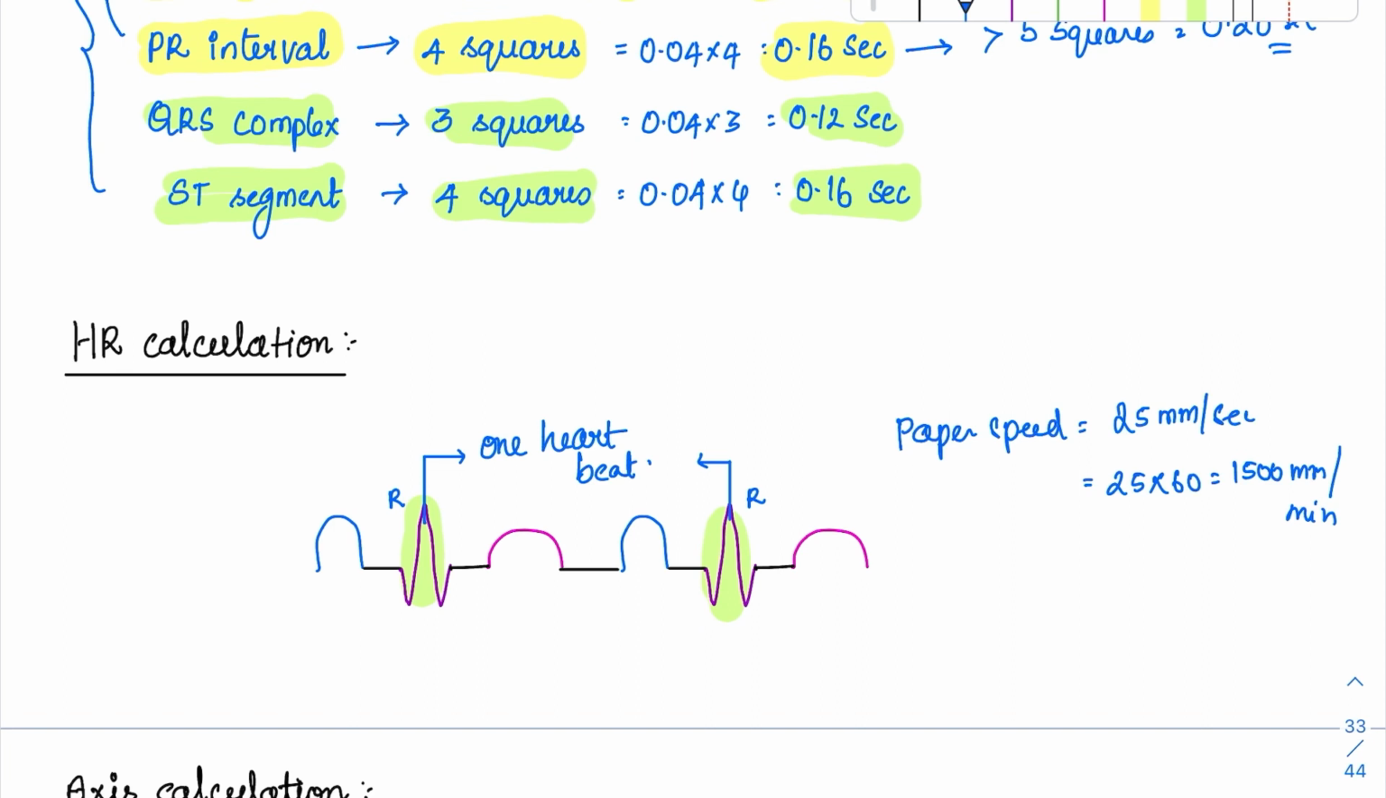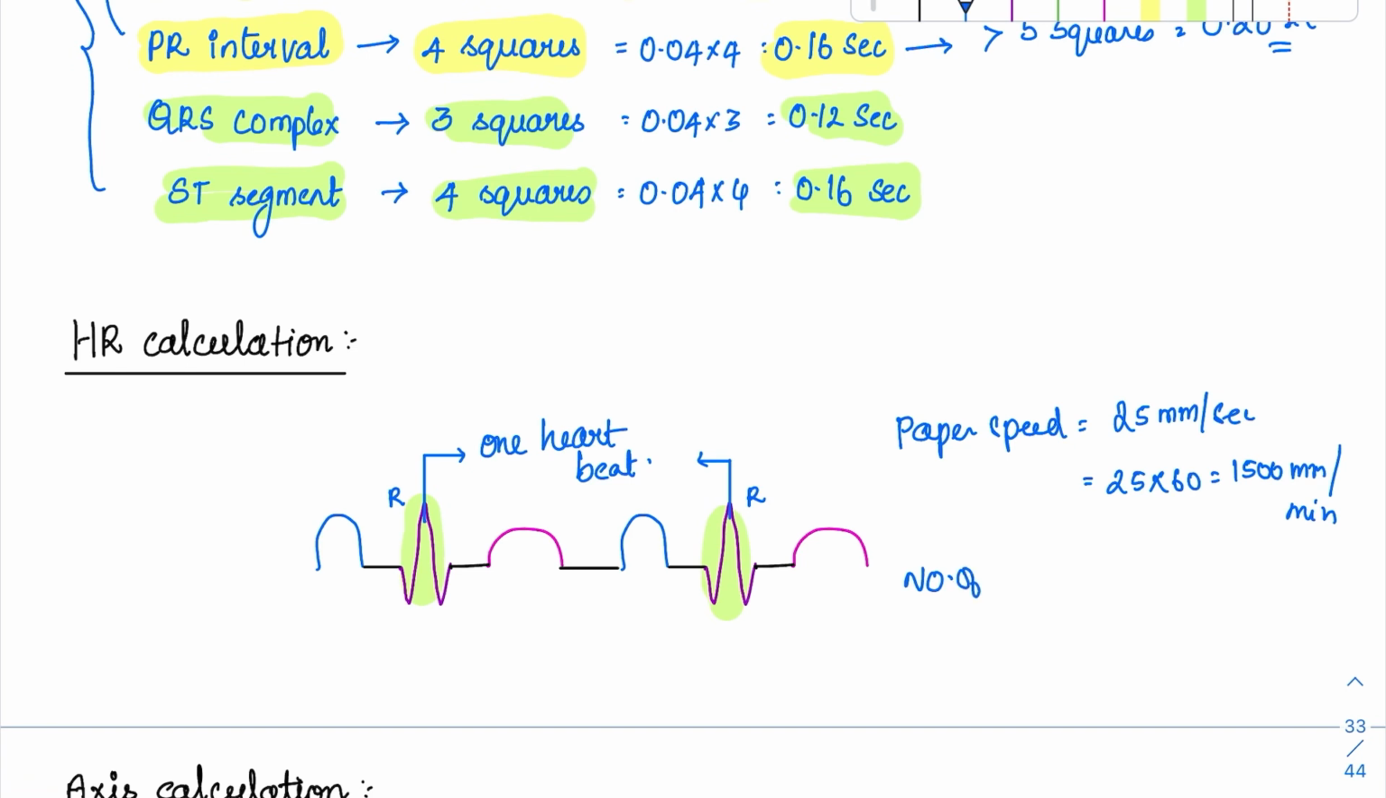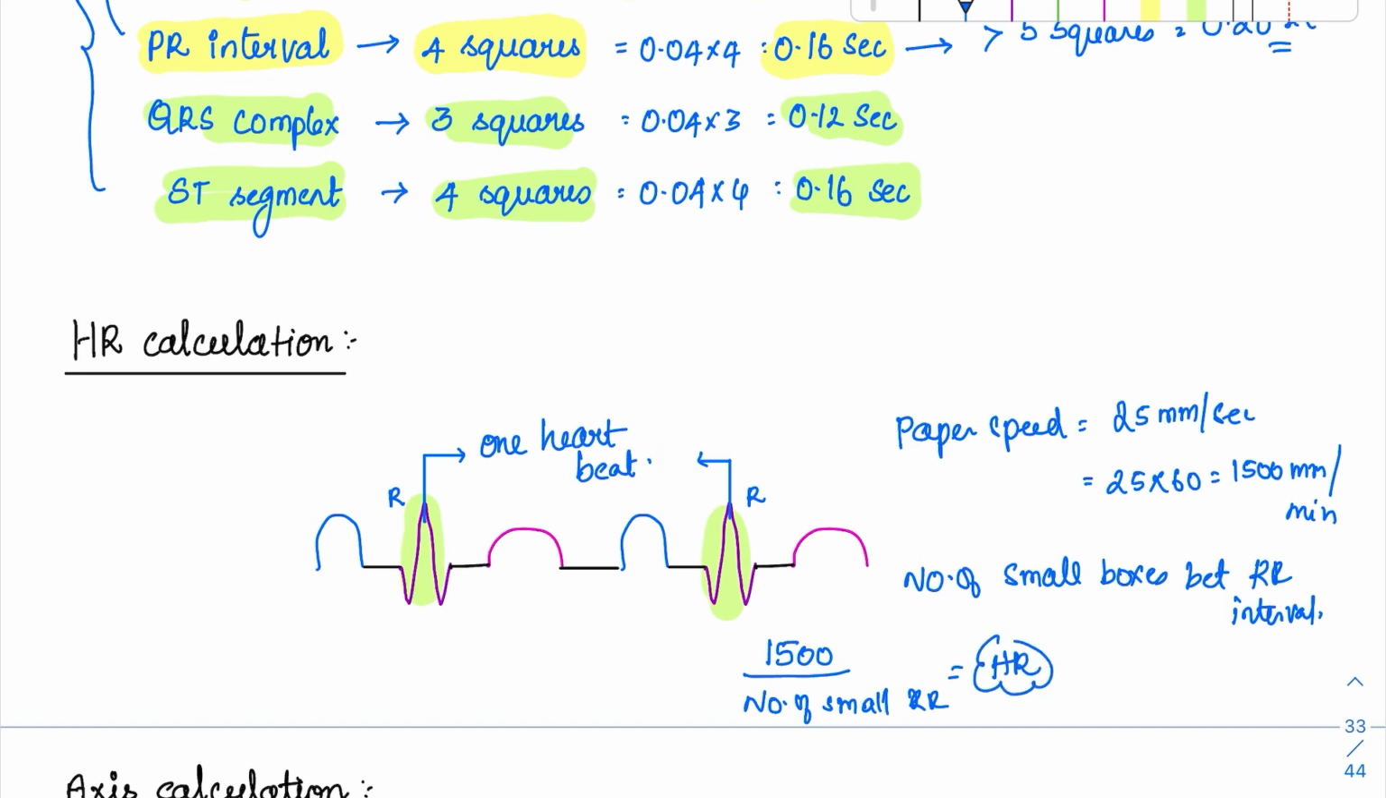So now we can convert it to 1 minute. How to do it? We will calculate the number of small boxes between the RR interval. That will give us one heartbeat. So in 1 minute, 1500 mm is travelled. If I divide this 1500 by the number of small boxes between the RR interval, that is going to give me the heart rate. So it is pretty simple.